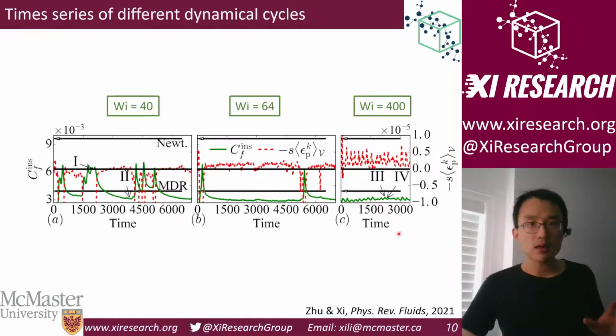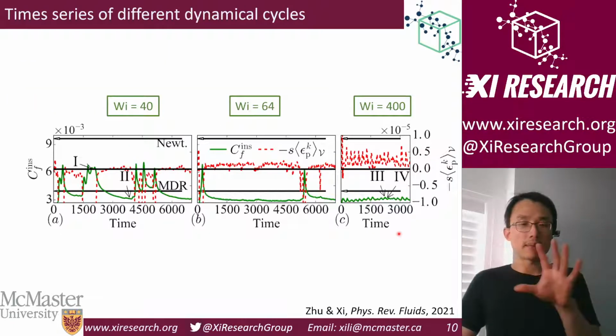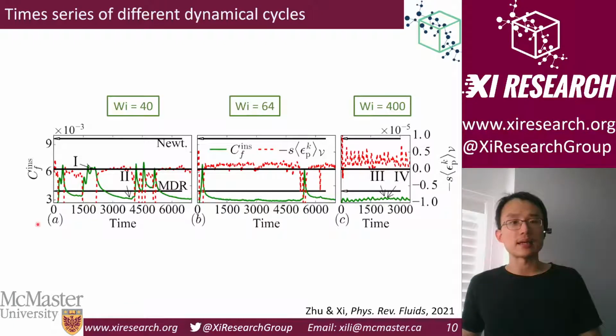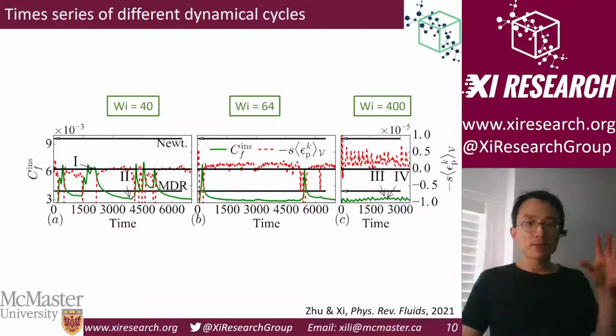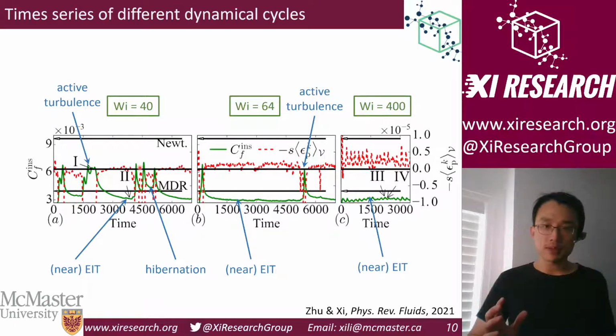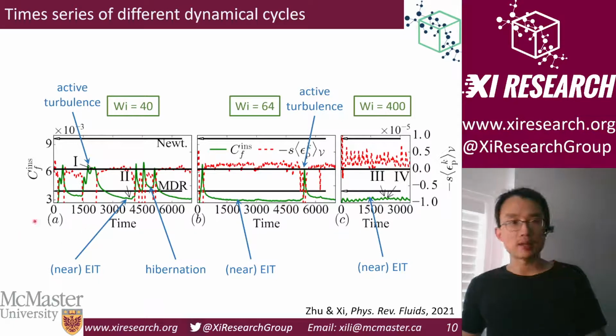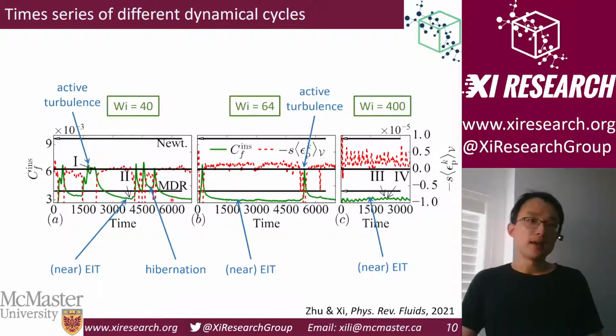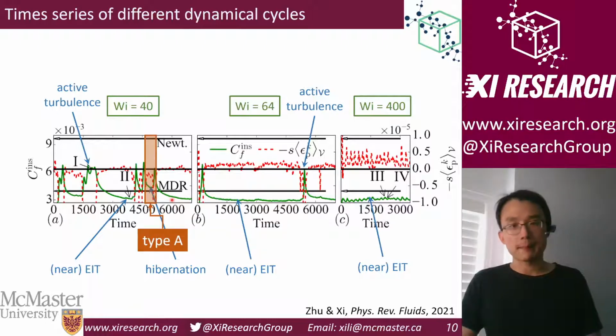So let's take a closer look at these three types of cycles in the time series. I want you to look at the green lines here, which is basically the instantaneous level of friction factor as a function of time. You see a lot of spikes on this green line. The spikes correspond to states of high turbulence, high drag, and we call them active turbulence. Between the spikes, you have these dips. There are two types of dips. The shallow ones last for a few hundred time units. These are the hibernating turbulence, hibernation. And these cycles are basically the type A cycle.